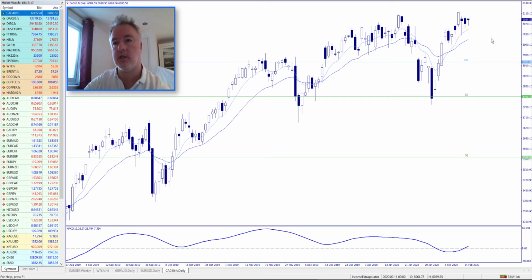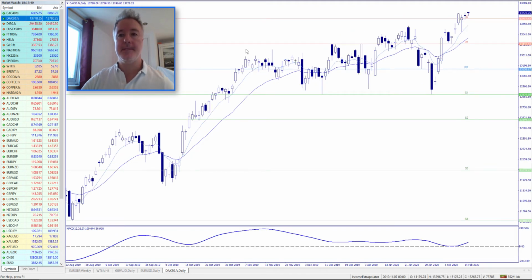The first one I've got up is the CAC. I'm using horizontal levels produced by a monthly pivot generator. So nothing fancy, it just immediately highlights any key levels. It's close to it at any rate, so it's just a starting point for this. So CAC, the problem is there's some key resistance up here, so let's just kick off and have a look.